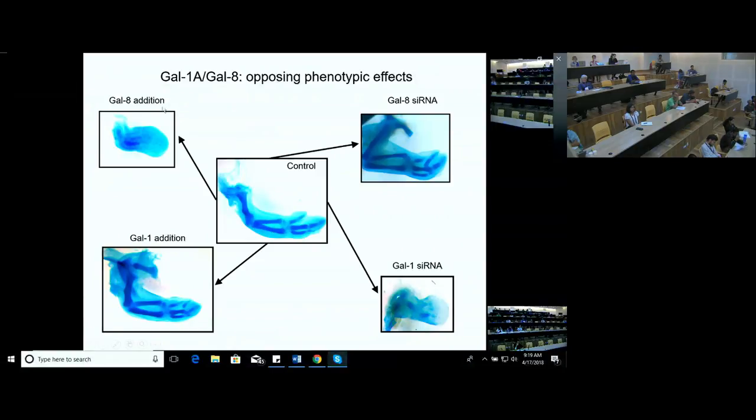If we add galectin 8 to the tip of the limb, we're missing structures. But if we knock down galectin 8, we get extra structures, ectopic structures that are not usually part of the limb. Similarly, if we add galectin 1, it's galectin 1A in this case, we get extra structures, but if we knock down galectin 1, we get fewer structures. So they have opposing phenotypic effects.